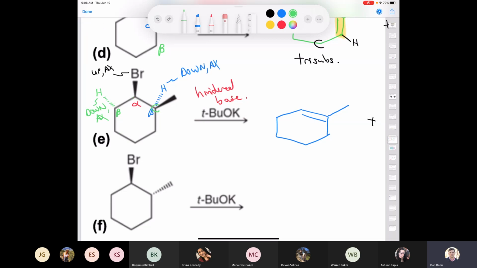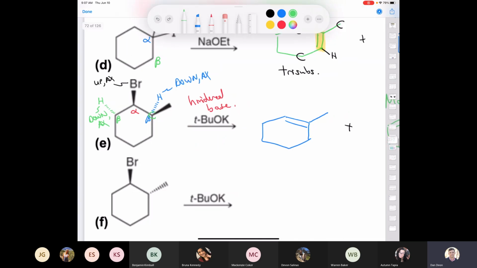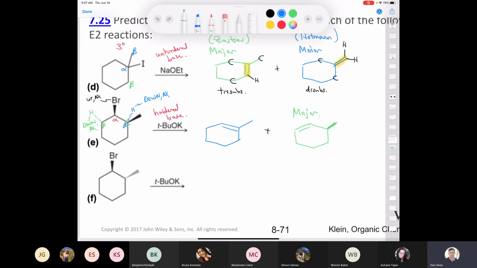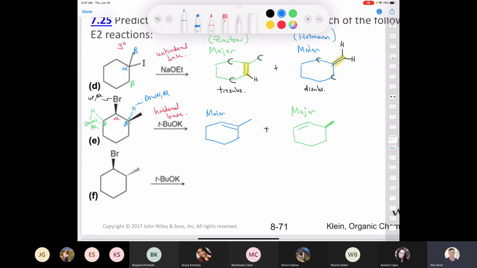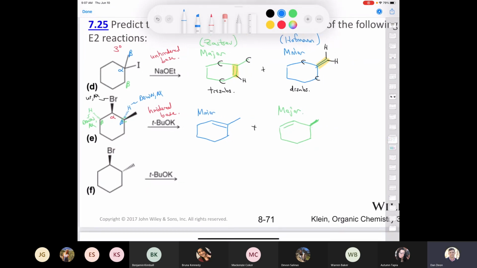Remember, a hindered base like t-butoxide is really big. It's always going to go for the low-hanging fruit, so to speak. So this would be our major product, and then this would be our minor product. So here the minor product is actually the Zaitsev product, and the major product is the Hofmann product. Take a look at the last one.